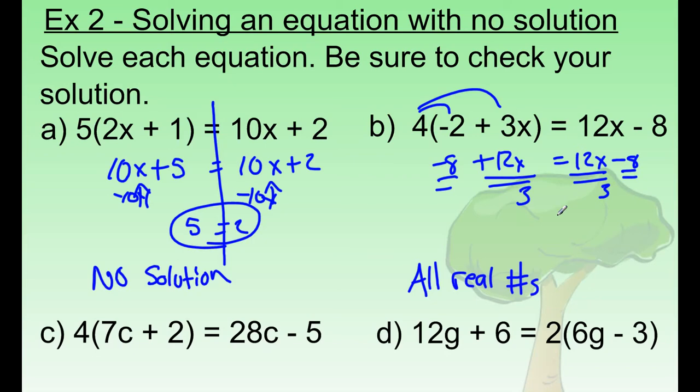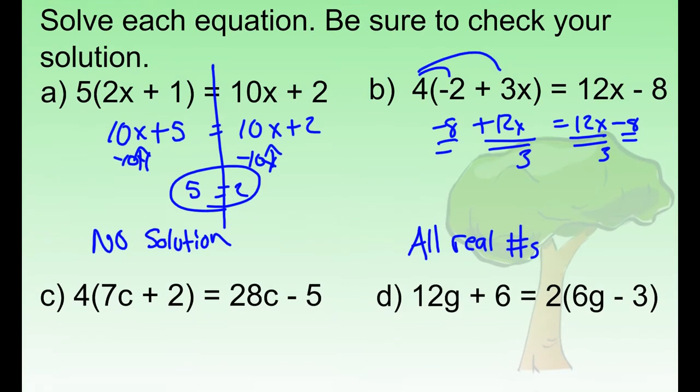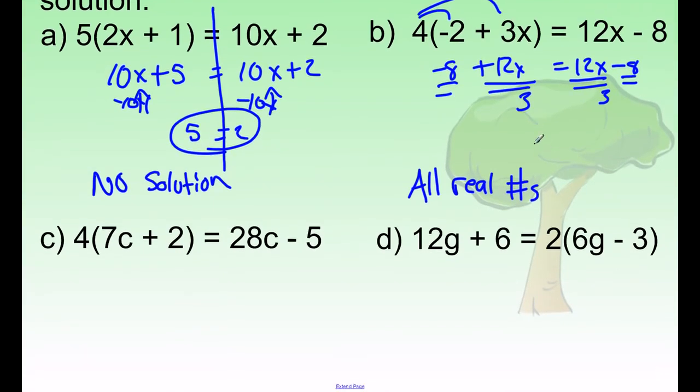Every number, no matter what number you pick, 5, it's an answer. You pick 12, it's an answer. You pick 2.36589, it's an answer. Every single number will work in this problem, letter B. And the way you can tell, over here, when we got rid of our variable, this was 5 equals 2. That does not work. It's no solution. Here, when our variables canceled out, we got 8 equals 8. That is true, so we have all real numbers. That's the way you can kind of remember how it works.